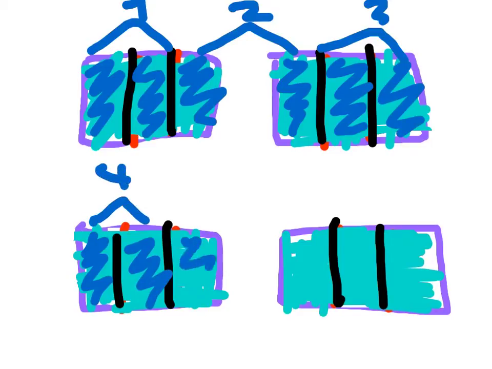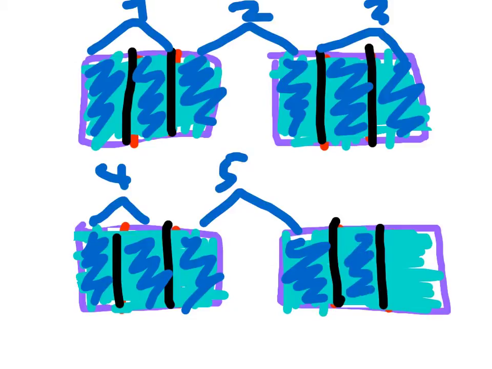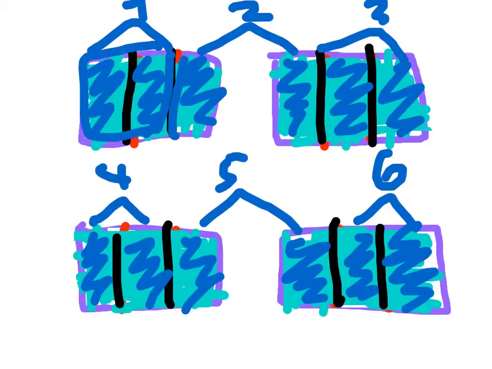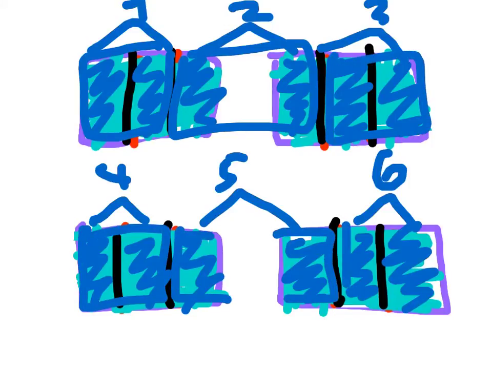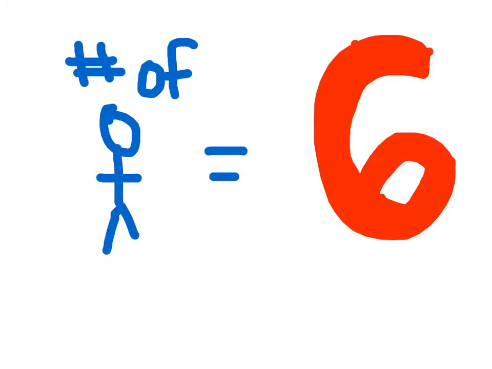So now we have the 5th group, and then we have the 6th group. So now we have 6 students because each student ate 2/3. This is how you model it. And so now we know that the number of students is 6.